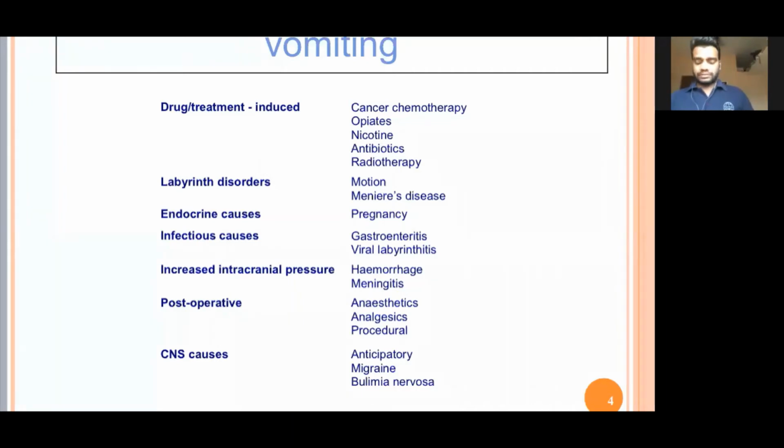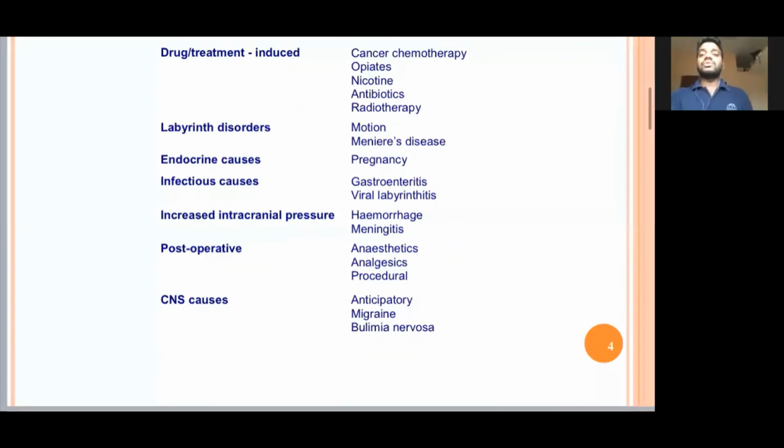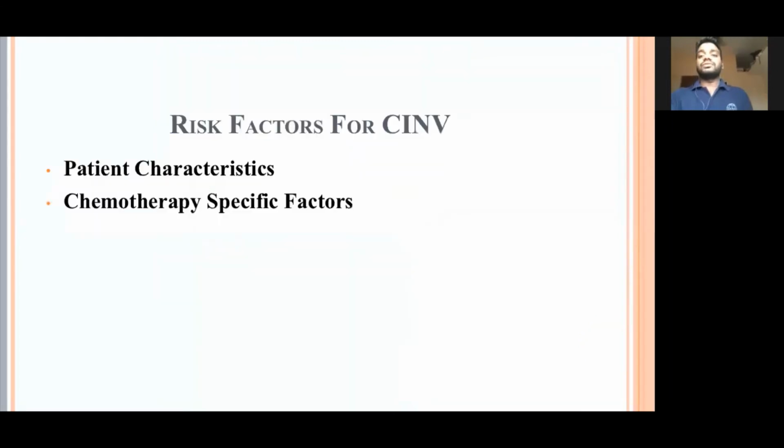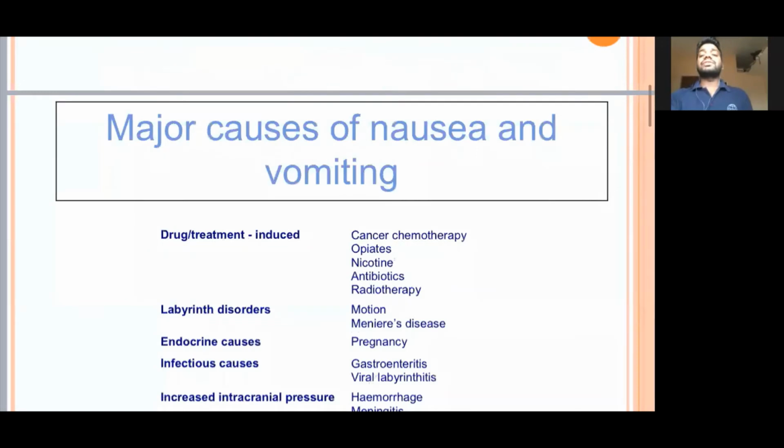Bulimia nervosa. This is a kind of eating disorder. When you talk about psychiatric disorders, this kind of eating disorder is related to the psychiatric brain. The patient with bulimia nervosa will eat more. They won't have control over themselves while eating. Such patients will also vomit too much. So these are some of the major causes of nausea and vomiting.